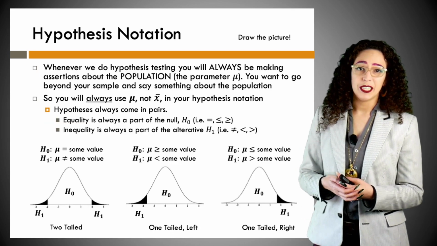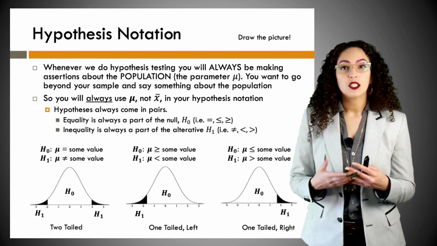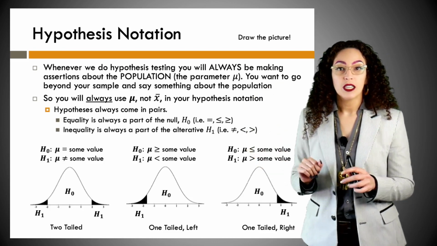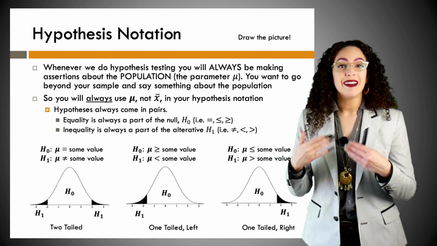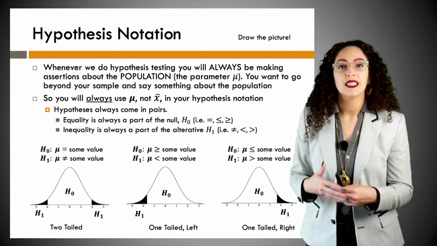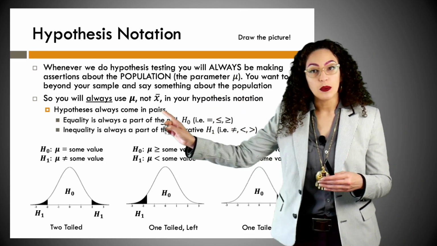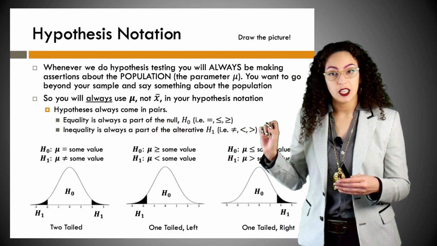Now that we have the language down, let's talk about the notation. Whenever we do a hypothesis test, we are always making assertions about the population at large. So the parameter that we're interested in is mu. You want to go beyond that sample, that x bar, and say something about the population. So you will always use mu because of this. Never ever x bar in your hypothesis notation.